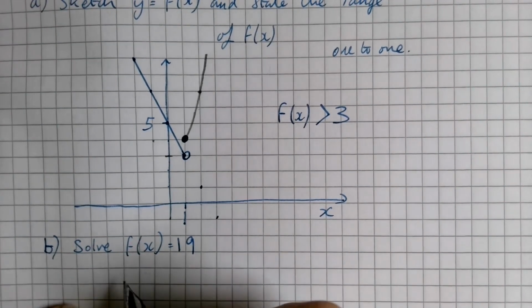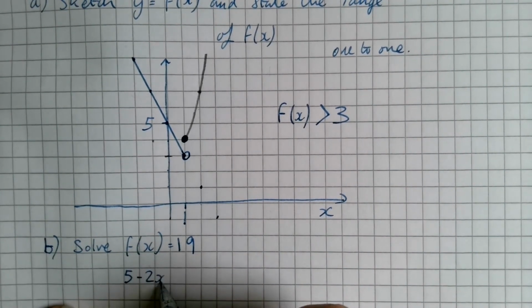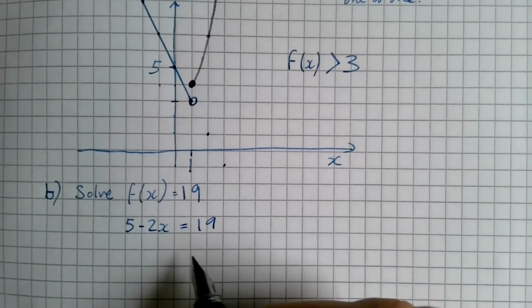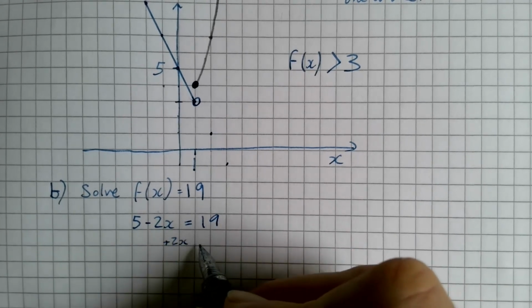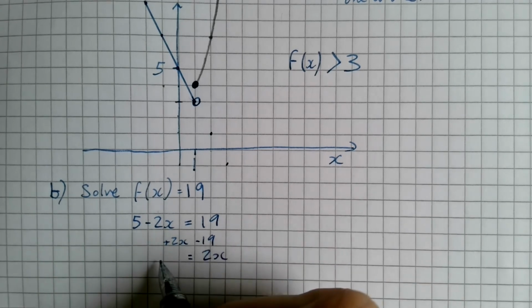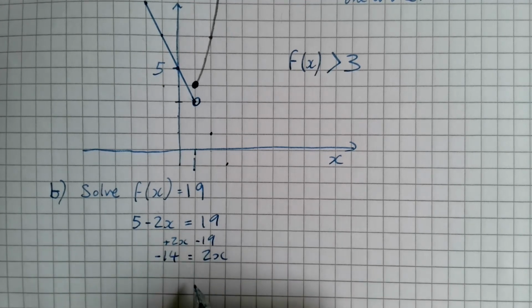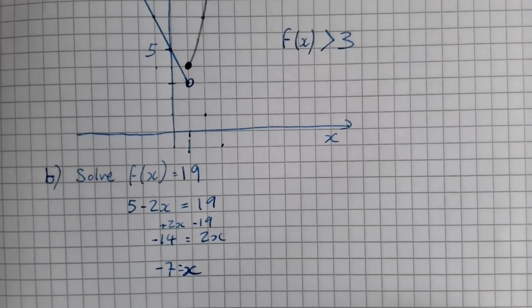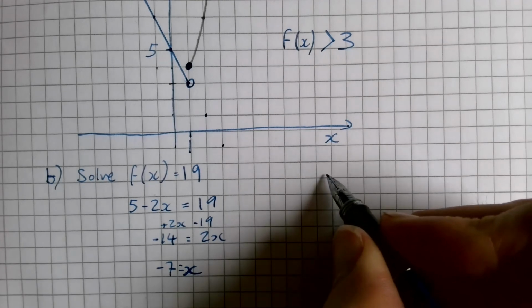So we've got 5 minus 2x equals 19. Well, I could add 2x to both sides, couldn't I? And I could take 19 at the same time. So that would give me 2x over here. Take 19 away from 5 gives me negative 14. I can then divide by 2 and I get negative 7 equaling x.